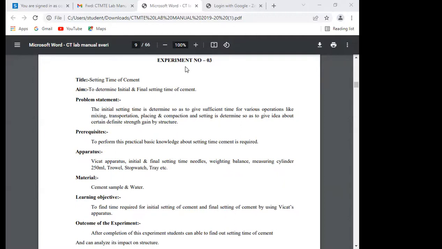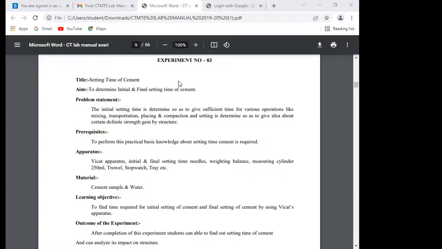Okay, what is standard consistency? Why is it required for us? That part we have discussed in detail. We have taken trials also for the same. So we will take another trial in our today's experiment for the standard consistency test, and then we will take down the setting time test of the cement.